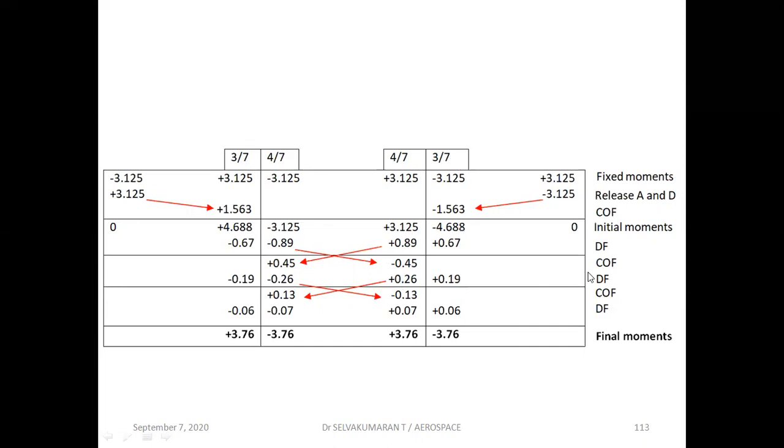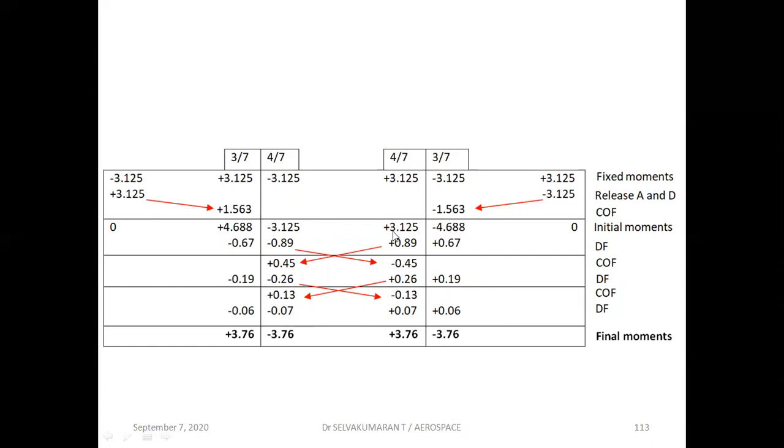This is a distribution factor. Again, carry over 0.26 into 1 by 2 and minus 0.26 into 1 by 2. This is a carryover factor. Now plus 0.13 is the unbalanced moment. Consider minus 0.13 multiplied by 3 by 7 and multiplied by 4 by 7. And here you consider plus 0.13 multiplied by 4 by 7 and multiplied by 3 by 7. Distribution factor. Now you could see here the same values, more or less.